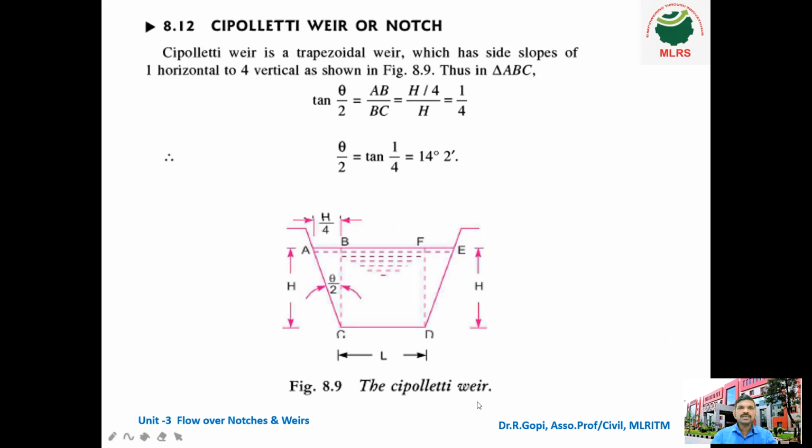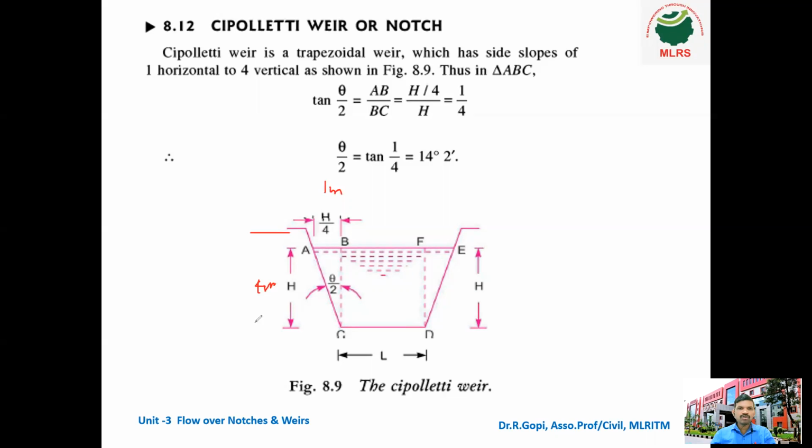So next thing, another trapezoidal weir. It is called Cipolletti weir. What is Cipolletti weir? What is the difference between the previous trapezoidal channel we saw and this channel? So in Cipolletti weir, the side slope is constant. That is 1 in 4. That means 1 horizontal, 4 vertical. Suppose this is 1 meter, then this is 4 meter. That is called Cipolletti weir.